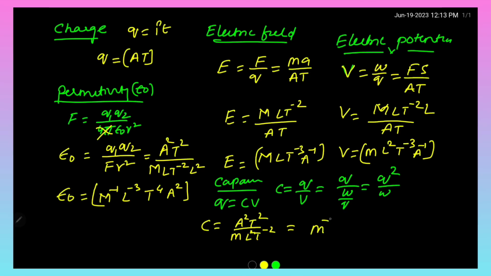So M comes to numerator, becomes M power minus 1, L power minus 2, okay, and T power minus 4 when it comes to numerator, T power 4, you can write T power 4 and A square. This is going to be the dimensional formula for capacitance.